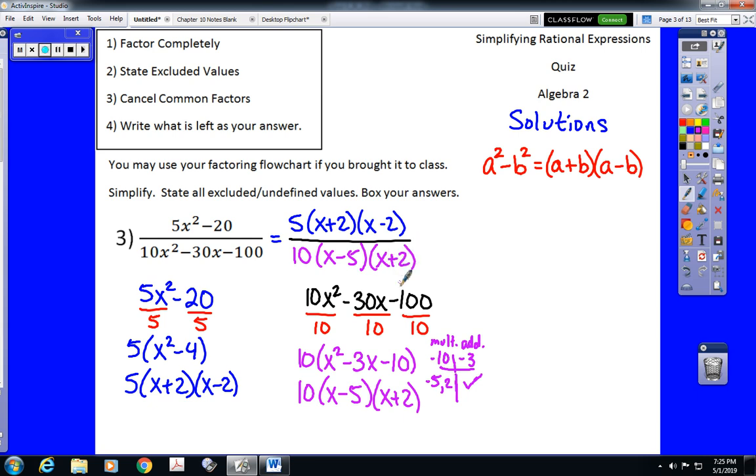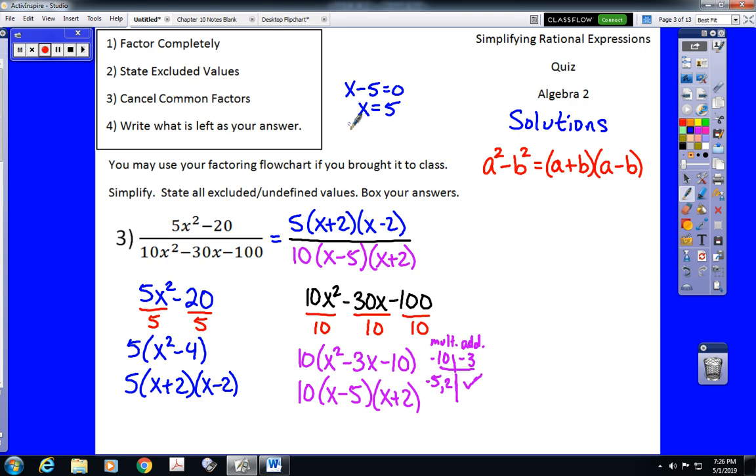At this point, we would move to the excluded values of this particular function. The excluded values are the values that would cause division by 0. There are two of them. We have to set each binomial equal to 0 so that we can state what values would cause that particular binomial to give a 0. So here we would add 5, which would give us our first excluded value as being x equals 5. That would cause division by 0.